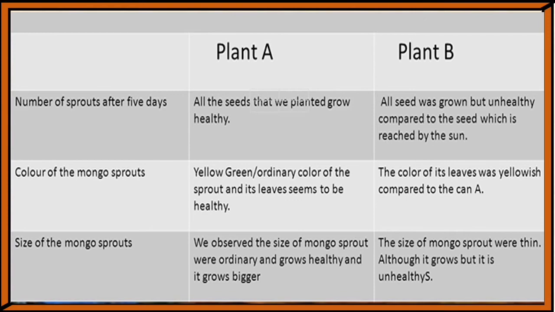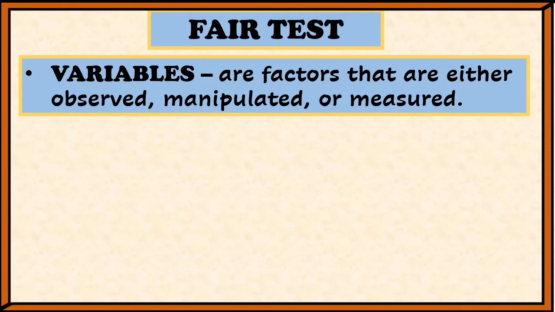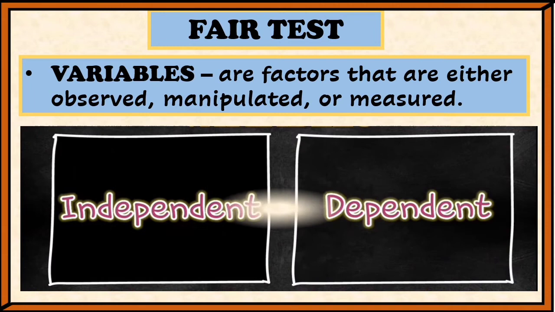Also, in doing an experiment, you need to identify the variables involved. When we say variables, these are factors that are either observed, manipulated, or measured. They can affect the outcome or results of your experiment. There are 2 types of variables. These are independent variable and dependent variable.